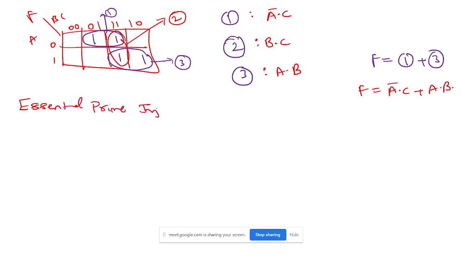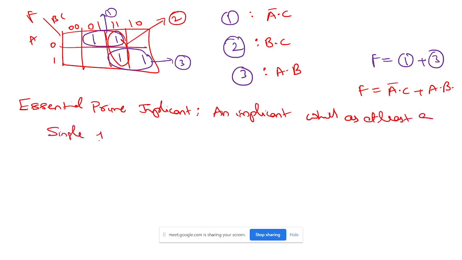What is the essential prime implicant? So an implicant which has at least a single one that is not present in any other prime implicant.